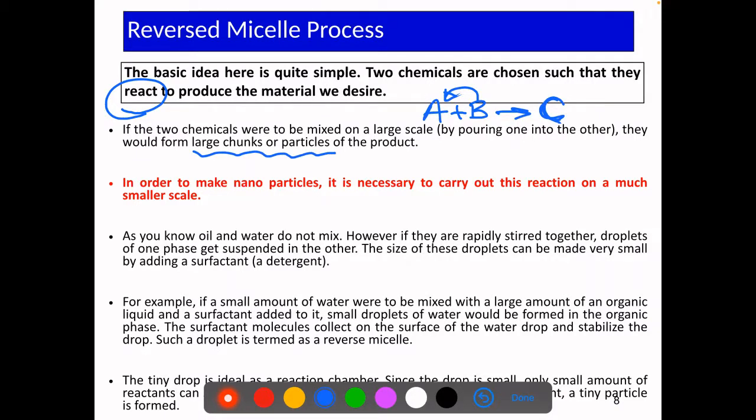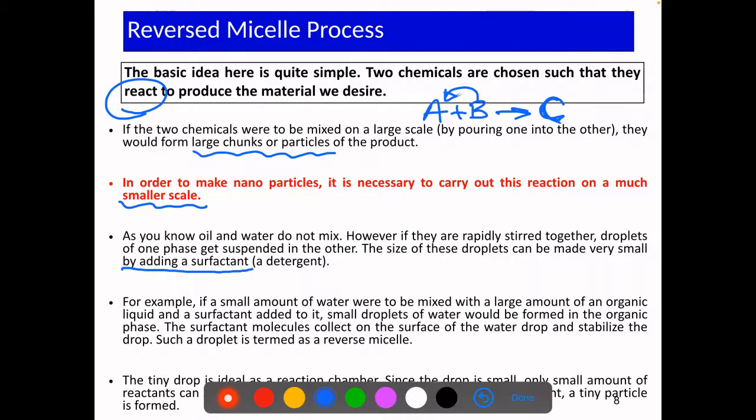So how do we make things nano? In order to make nanoparticles, it's necessary to carry out this reaction on a much smaller scale, just like oil and water. However, if they're rapidly stirred together, droplets of one phase get suspended in the other. The size of these droplets can be made very small by adding a surfactant.